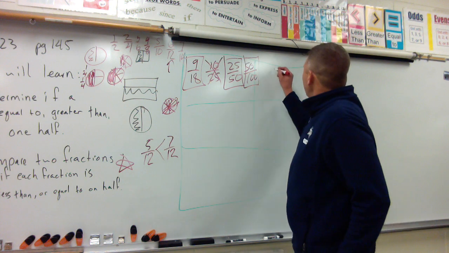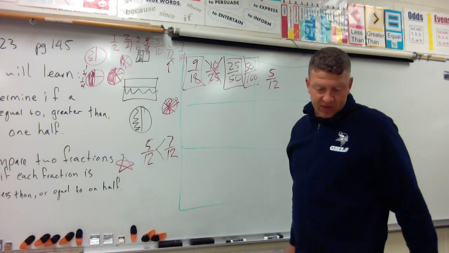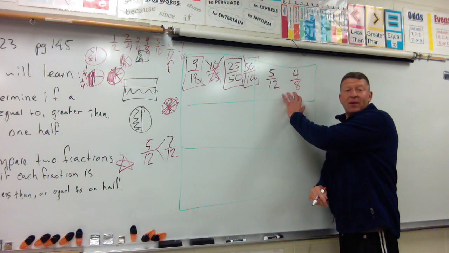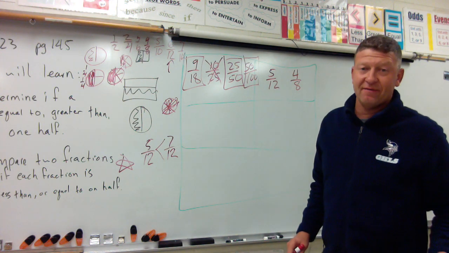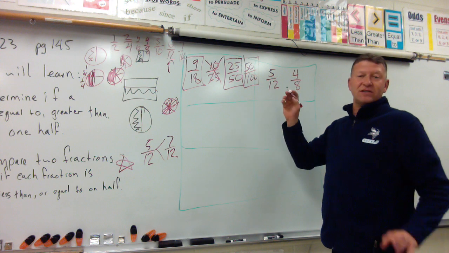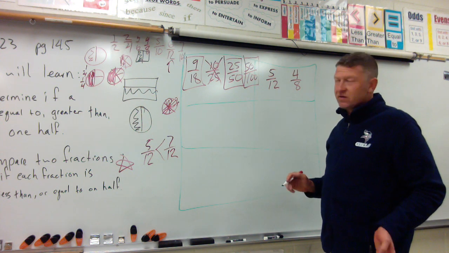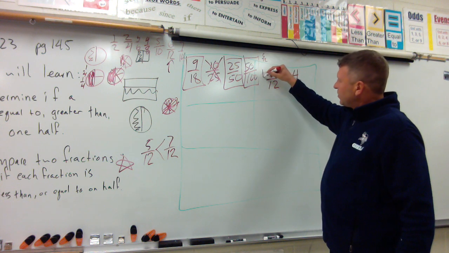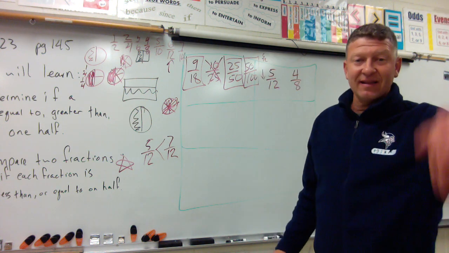So we got 5 twelfths. Put this in your second box. And we have 4 eighths. So now to be able to compare these two, let's compare them to a half. So go ahead and look at 12. What's half of 12? 6 twelfths. Okay, good, 6 twelfths. And 5 is less than half. I can put a little arrow there. 5/12 is less than half.